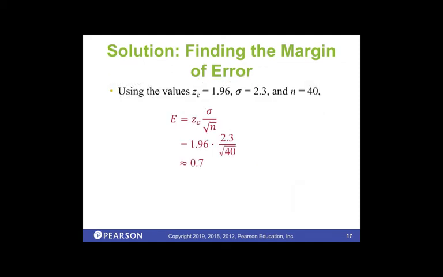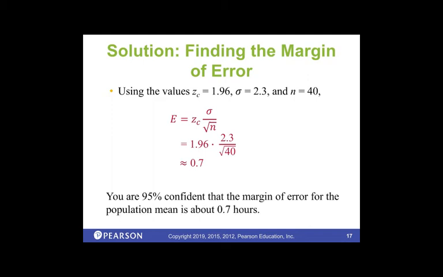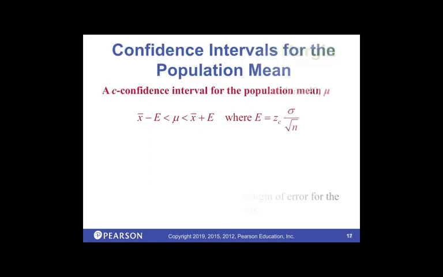So using a z-score of 1.96, the population standard deviation of 2.3, and n equals 40, the margin of error is going to be 1.96 times 2.3 divided by the square root of 40, which is approximately 0.7. So we are 95% confident that the margin of error for the population average is about 0.7 hours.